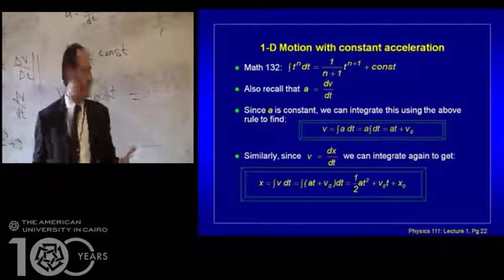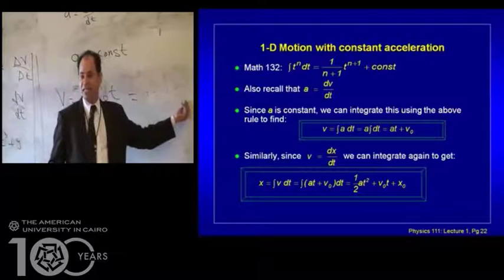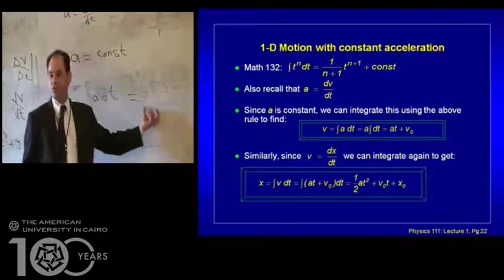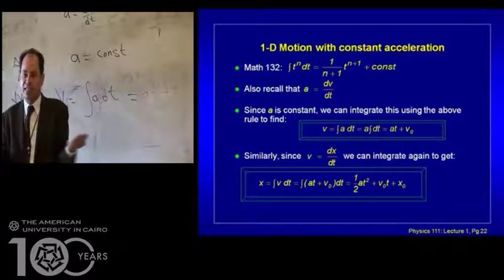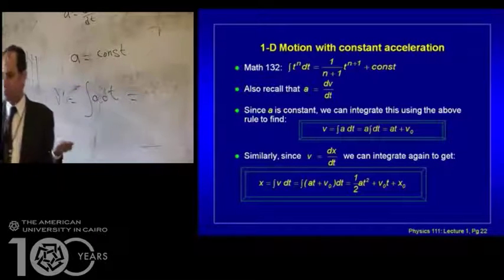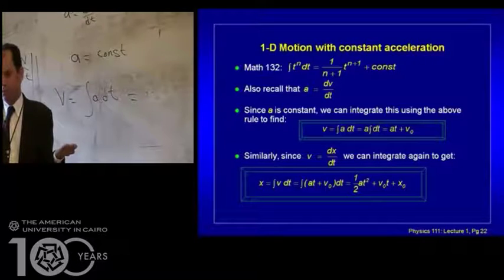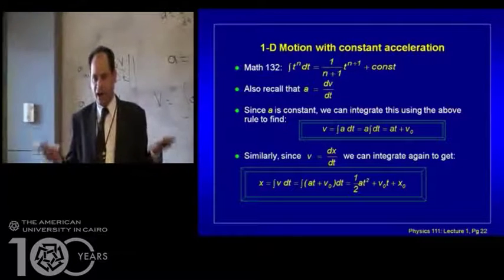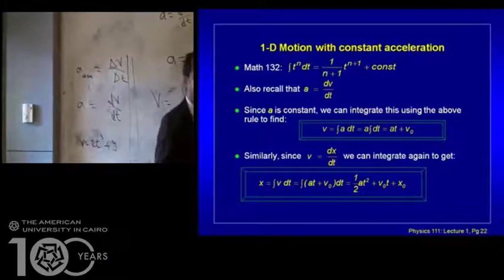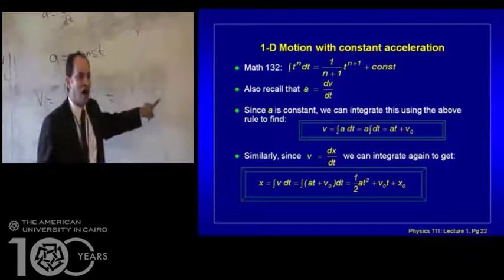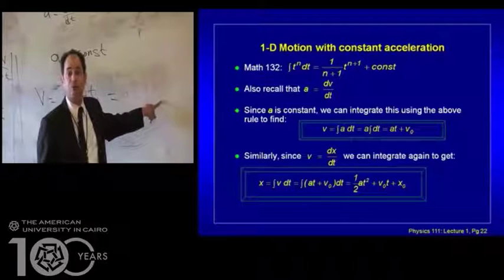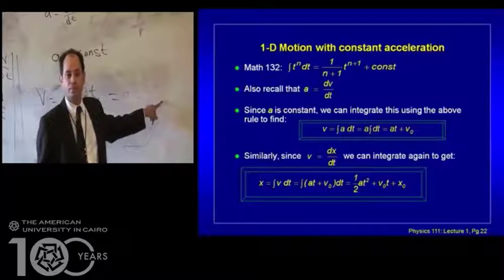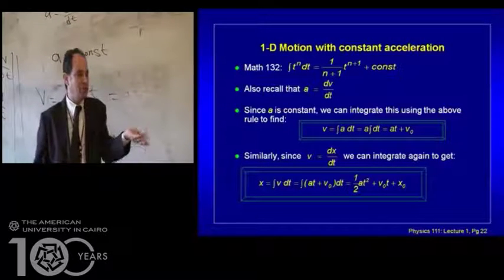Can we add something that has no units to something that has meter per second? If you add two things, they have to have the same units. Can you add dollars to Egyptian pounds? They have to have the same units. That C has to have the units of meter per second. That C is a velocity, some sort of a velocity. What kind of a velocity? At time equal to 0.